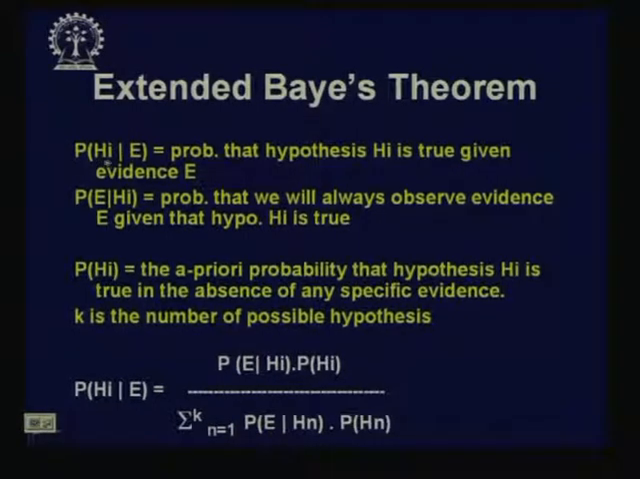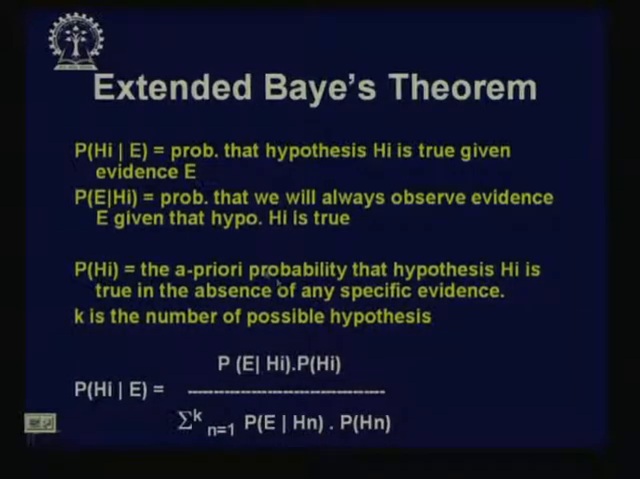Let the evidence E be there with some probability. We want to find the probability of a hypothesis, a particular disease, given a symptom. Given this evidence, what is the probability of a particular hypothesis Hi? So, that is the probability that hypothesis Hi is true given the evidence E. And here we have the a priori probability known beforehand, that is, the probability that we will always observe the evidence E given that the hypothesis Hi is true. If the patient has malaria, then always there will be fever. What is the probability of that?